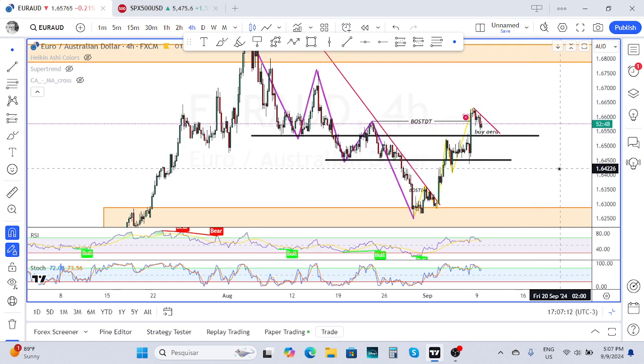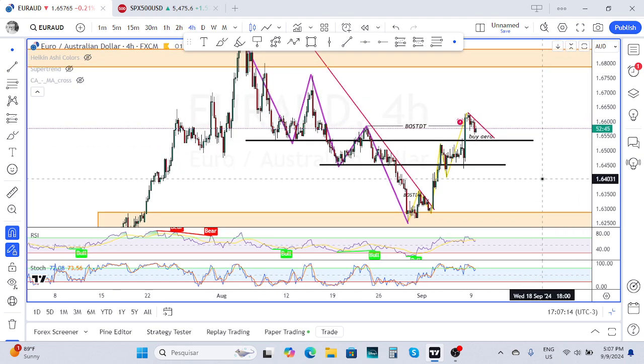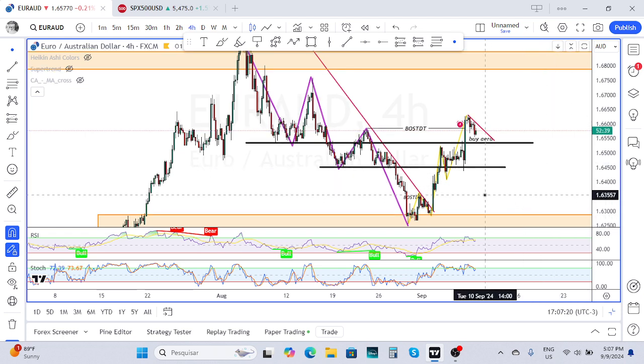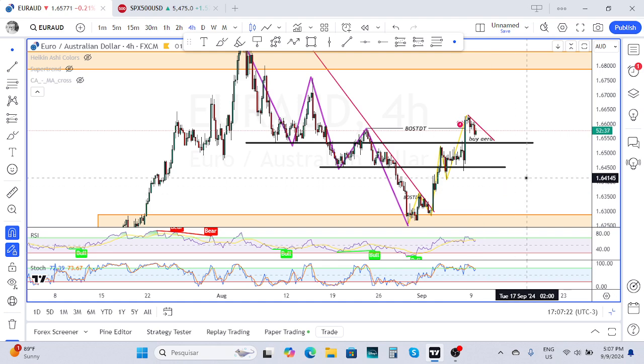All right, so right now that is all I want to share with you guys right here. Euro AUD, and that's the Euro AUD analysis.